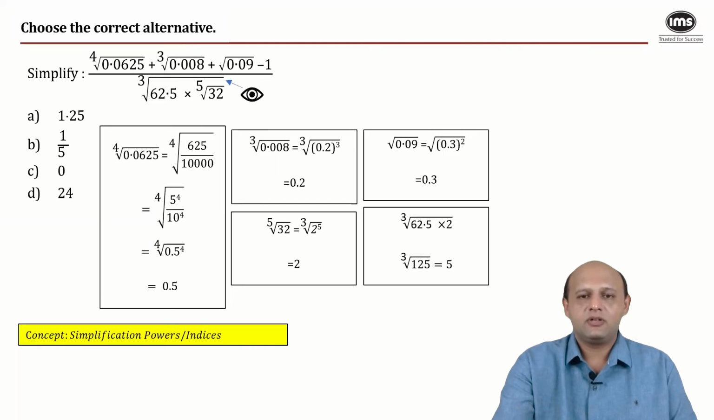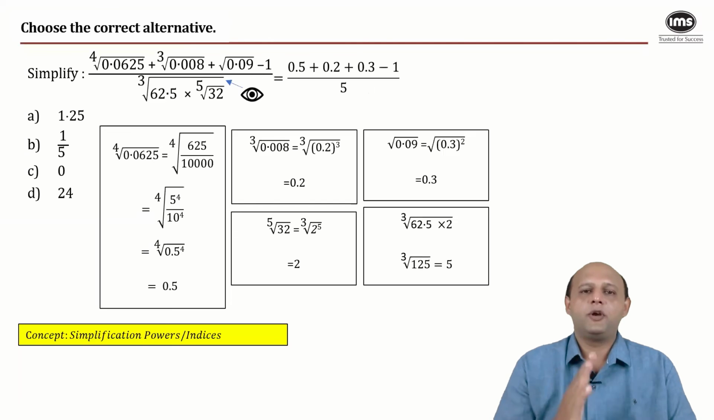Okay, so now you have got all the values. All you have to do is just plug the values into the numerator and the denominator and arrive at the answer. So 0.5, 0.2, 0.3, 1 minus 1 by 5, the answer is 0. Okay. Yes, thank you.